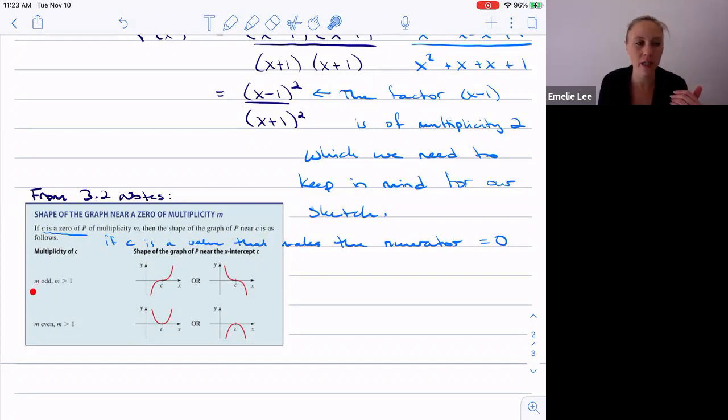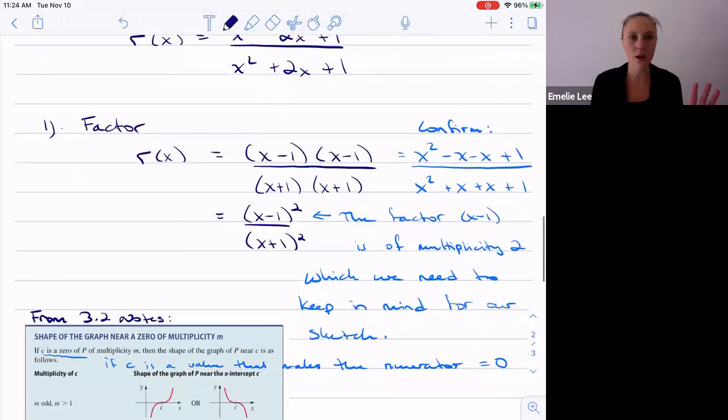If m is odd, then we actually cross through C, depending on if we're going up or down. The whole game is that we cross through C if we had an odd m. Whereas if m is even, which it is in our case, then if we're coming from above, we bounce off the x-intercept. And if we're coming from the bottom, we bounce off the x-intercept again. So we're going to keep this in mind for when we're sketching, and we'll make a note of it as we go.